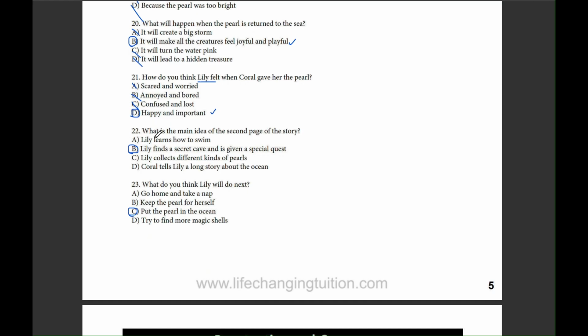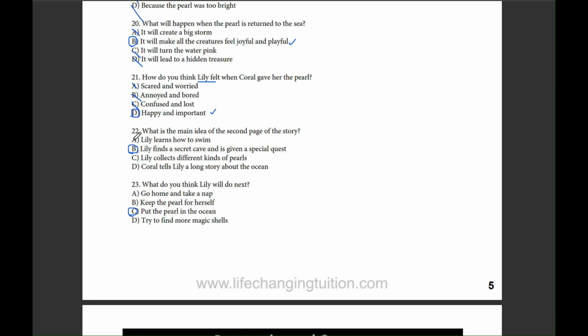For question 22, what is the main idea of page 2? Your choices are A, Lily learns to swim, B, Lily finds a secret cave and is given a special quest, C, Lily collects many pearls, D, Coral tells a long lecture.